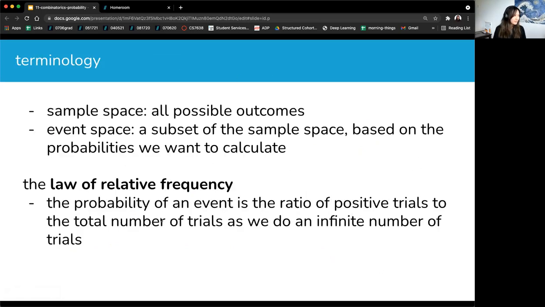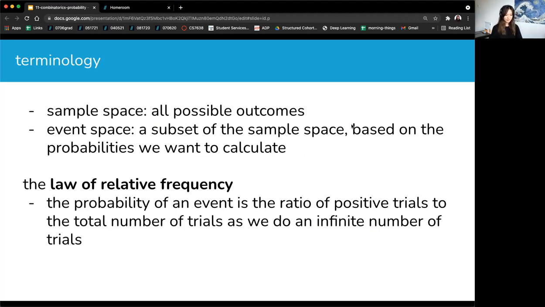All right. So yeah, terminology from before. Sample space is all possible outcomes. Event space is the subset of a sample space based on probabilities we want to calculate. There is a law of relative frequency. I would say definitions are not important to remember at all. But these laws and formulas that we're going to talk about in a little bit help you verbalize some of the things that we notice in probability.